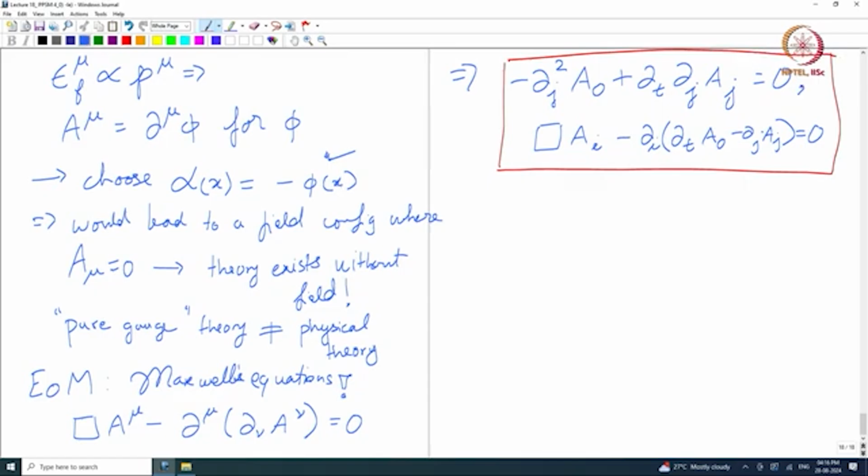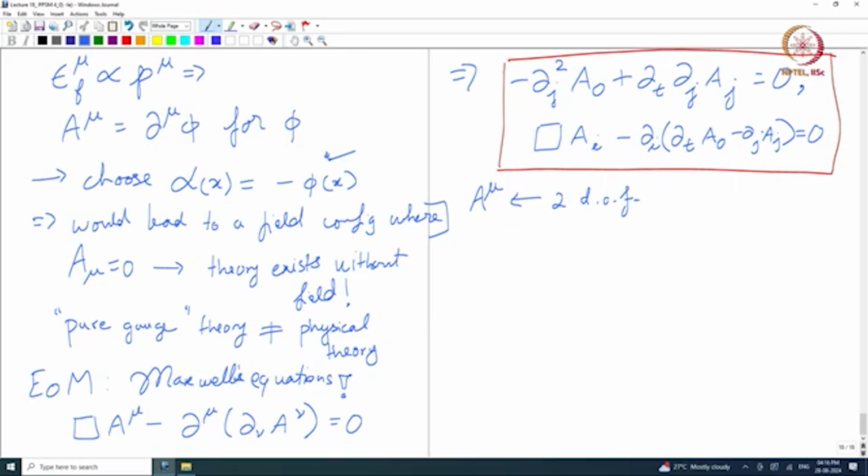Now, do we have a problem? Yes, we do, because once again we have taken a theory with 4 components, and now we want to embed 2 degrees of freedom, and in the equation of motion I still have the 4 components, correct? So what should we do now?